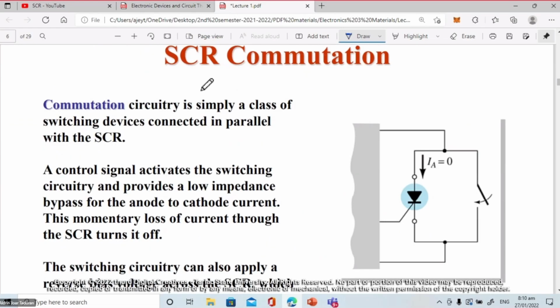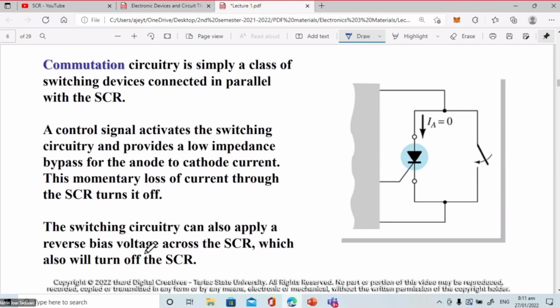So SCR commutation is simply a class of switching devices connected in parallel, okay? Simply switching devices connected in parallel with the SCR. A control signal activates the switch's circuitry and provides a low impedance bypass for the anode to cathode current. So at this moment, there is total loss of the current through the SCR, and it turns off. The switching circuitry can also apply a reversing bias across the SCR, which also turns off our SCR.